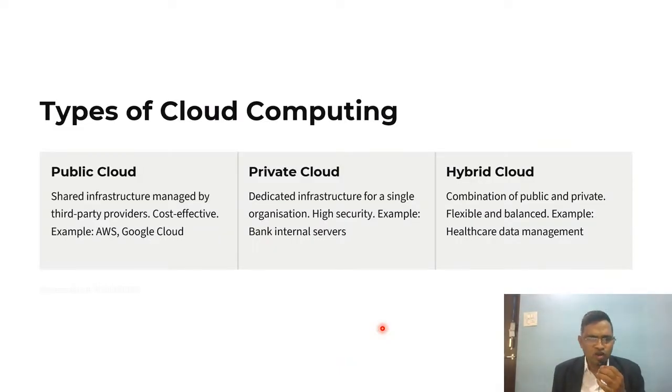Then types of cloud computing. There are three types: public cloud, private cloud, hybrid cloud. Public cloud is infrastructure managed by third-party providers, cost effective, like AWS and Google Cloud. Okay, it's public. Private cloud is dedicated to one particular organization, for example ICICI Bank, and it has high security, as it's a bank. Hybrid means a combination of both private and public, for example a healthcare data system.